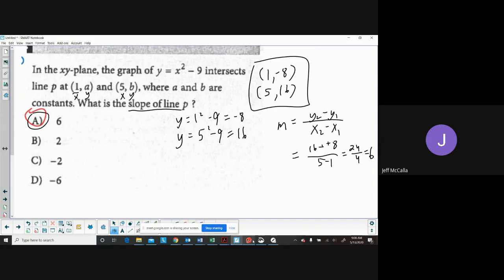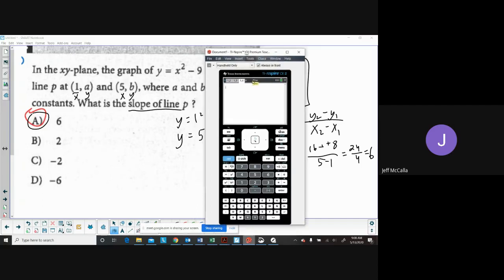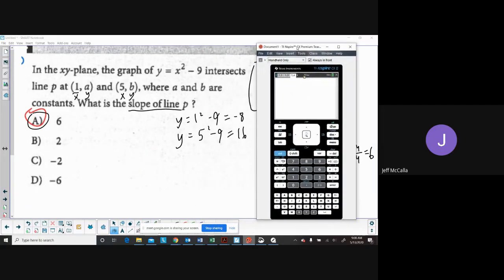If you have access to your calculator, because you can use a calculator on this portion of the test, we could just go to a graph page, and this would probably be easier. Graph x squared minus 9. Use the trace command, so menu 5.1 is trace. Type in 1 and press enter. You get 1, negative 8. Type in 5 and press enter, and you get 5 comma 16.